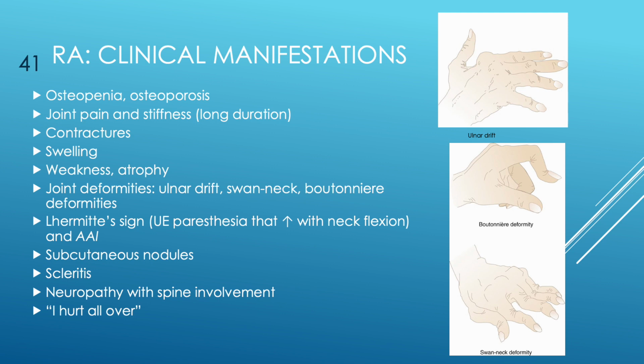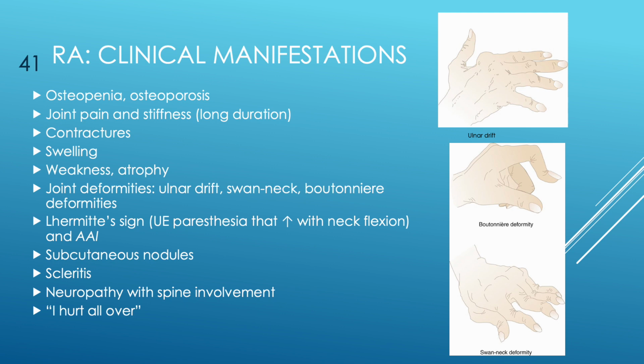Clinical manifestations include osteopenia, osteoporosis, joint pain and stiffness for long duration, contractures, swelling, weakness and atrophy, joint deformities including an ulnar drift, which you can see in the top image, a swan neck, which is the bottom image, and a boutonniere deformity, which is the middle image.